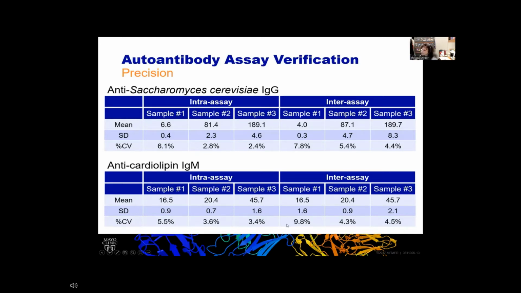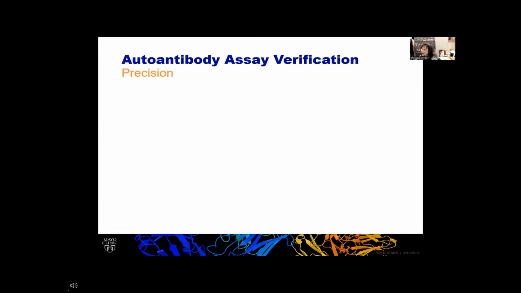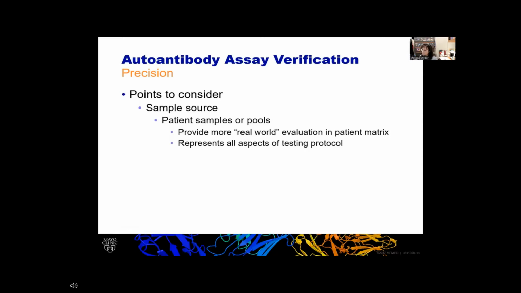And I would say for autoantibody testing that the precision is one of the more straightforward verification requirements that we can assess for. However, I think there are still some important points to consider for precision when you're thinking about autoantibody assay testing. The first is the sample source that you use. We generally try to use patient samples or patient pools. I think this provides a more real-world evaluation, particularly because we're using that patient matrix. But in addition, it represents all aspects of the testing protocol, including the dilution of the patient sample that might be needed prior to performing the assay.